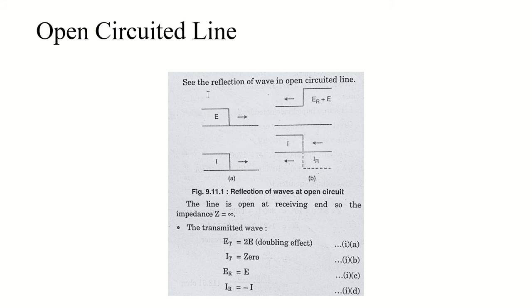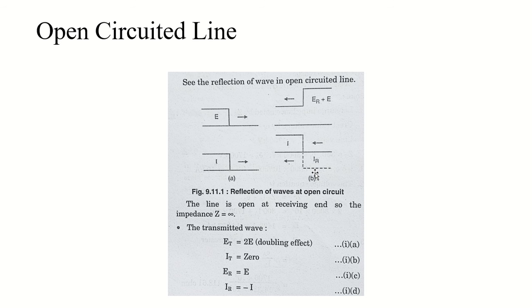Now let's discuss first among them the case of open circuited. Here we have E and I, which means my incident signals. Then we have reflected signals ER and IR, right? So we can see the reflection of wave in open circuited line. Now the line is open at receiving end, so what will be the impedance? If my line is open, what will be the value of impedance? It will be infinite, of course. So the impedance will be infinite.